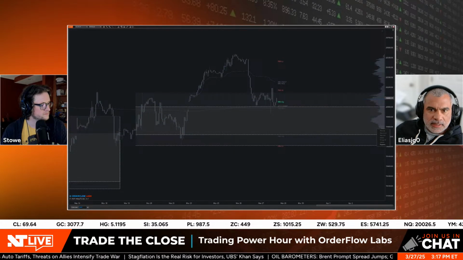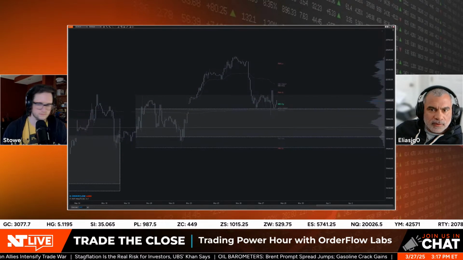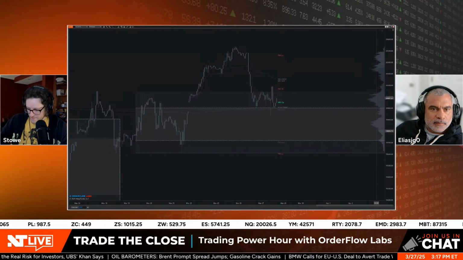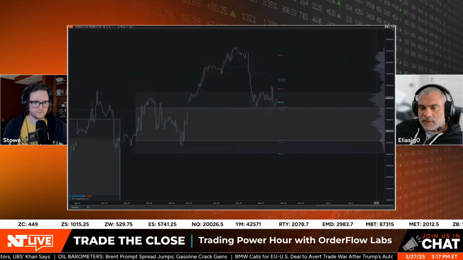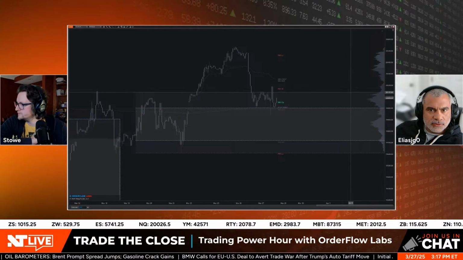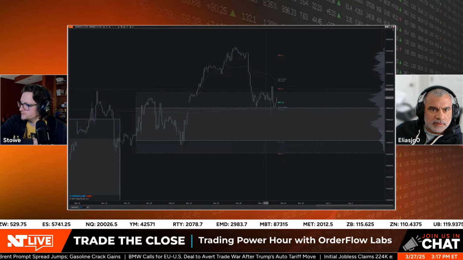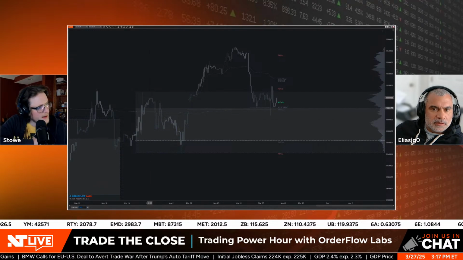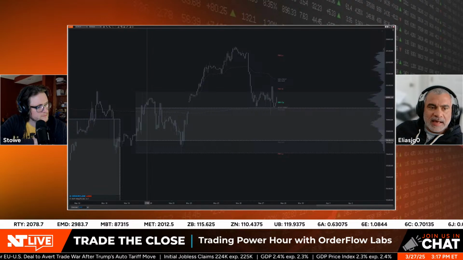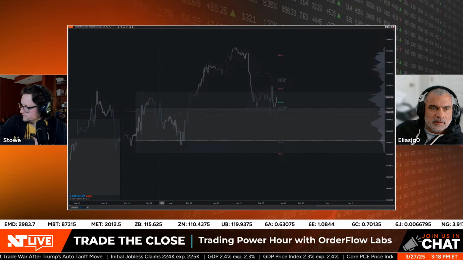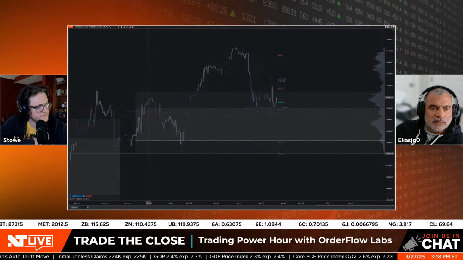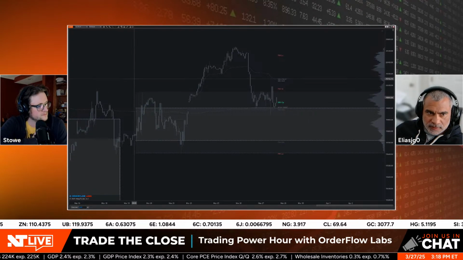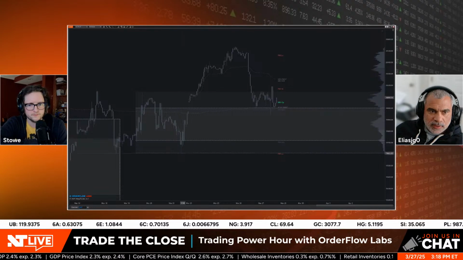We have these balance areas that are marked out for us by the OFL auto plot tool. And I do something different. I know a couple of guys have shown this on stream, and I wanted to show something that I do differently. I have this inner shaded area, which is the composite value of the balance area. And then I also have the high and low.